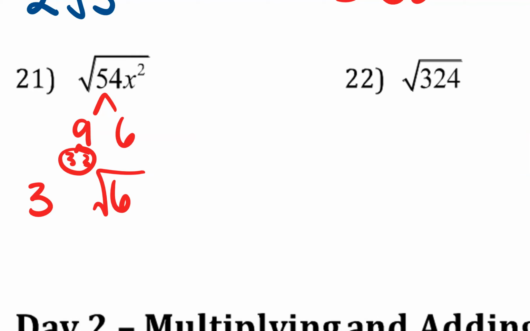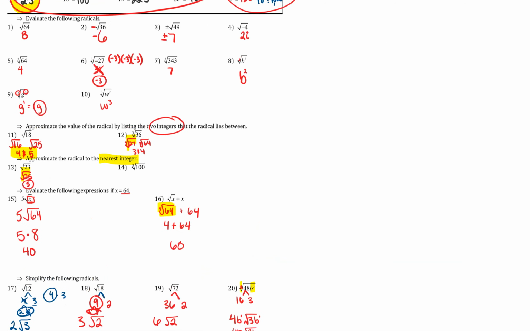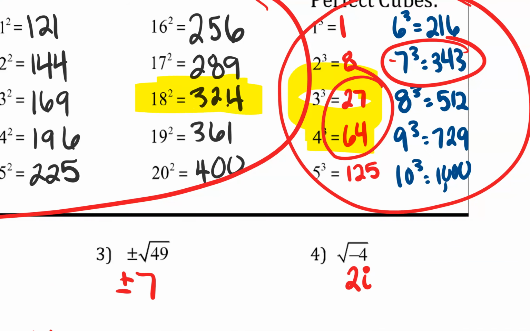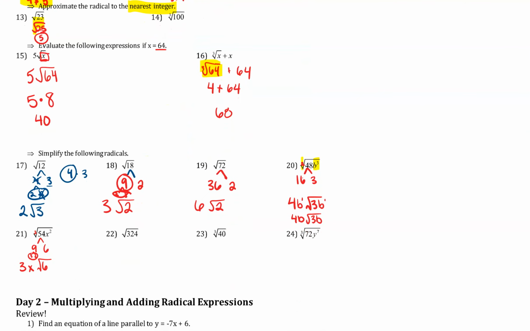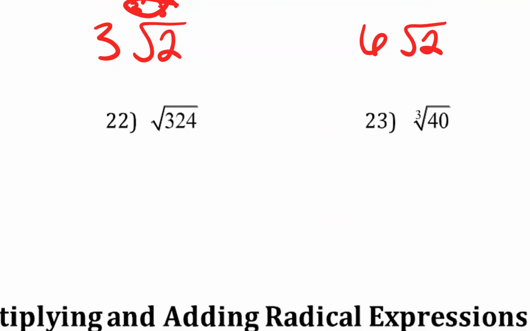And then I look here, the index was 2, even though it wasn't written. 2 goes into 2 one time, which means 1x gets to come out. All right, next one. You could break this down, and it would take a long time probably. Or if you have your list of perfect squares memorized, you will know that 18 squared is 324. Sorry, yeah, 324, which means the square root of 324 is just 18.